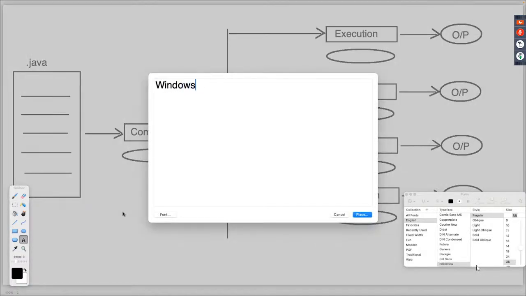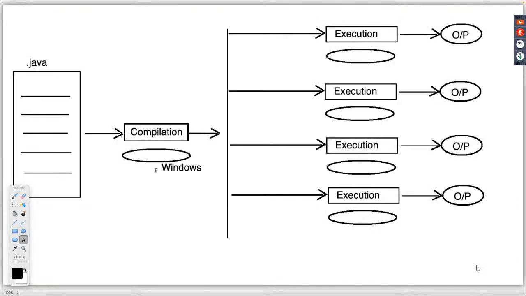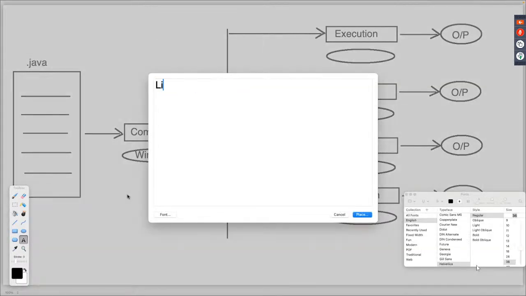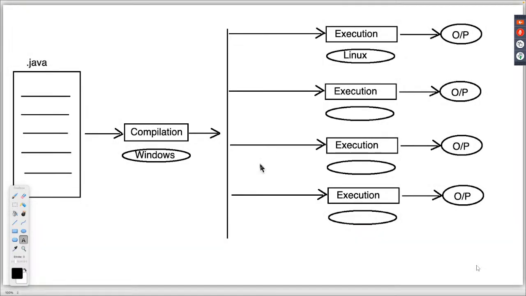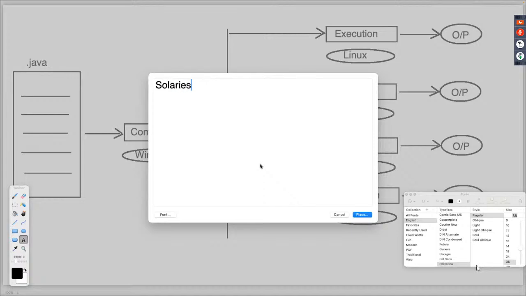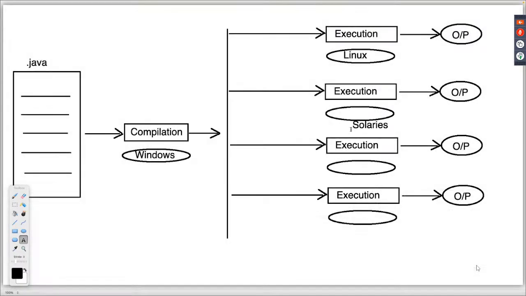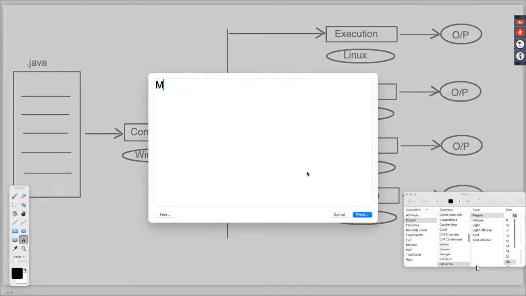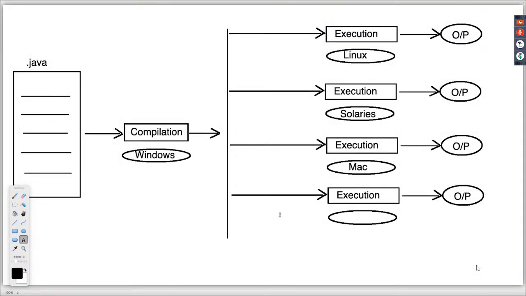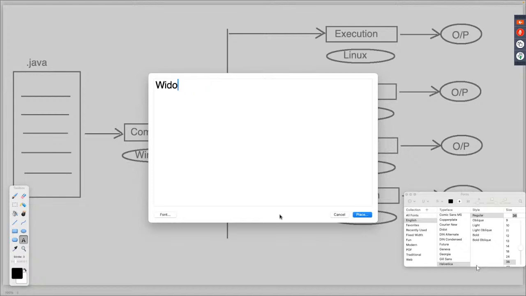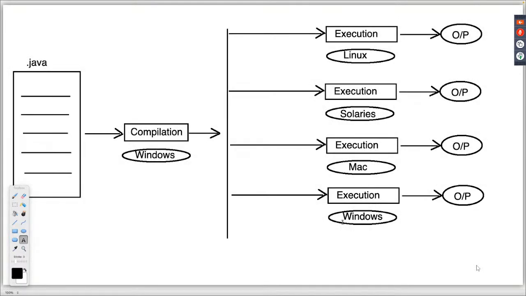For compilation, I want to use Windows operating system. For one-time execution, I want to use Linux operating system. Another time, we are going to use Solaris operating system. Another time, Mac. Another time, we are going to use the same Windows operating system. Another time, the same Windows operating system.